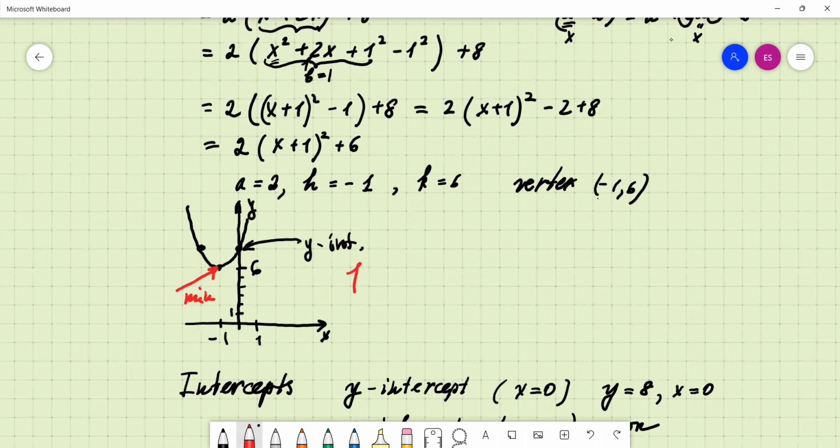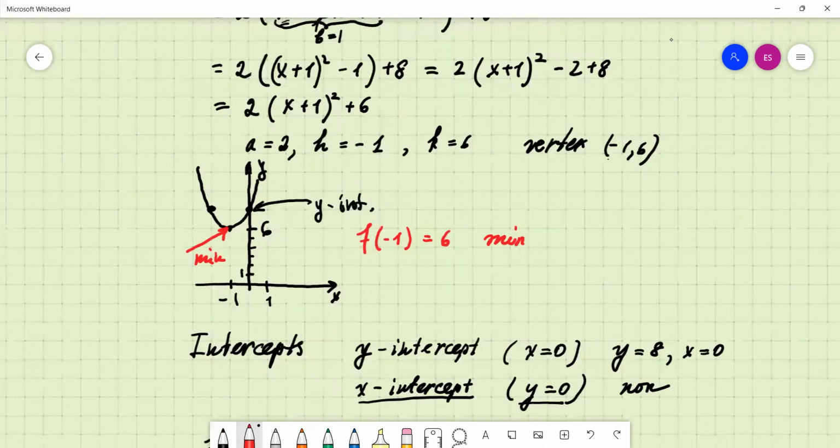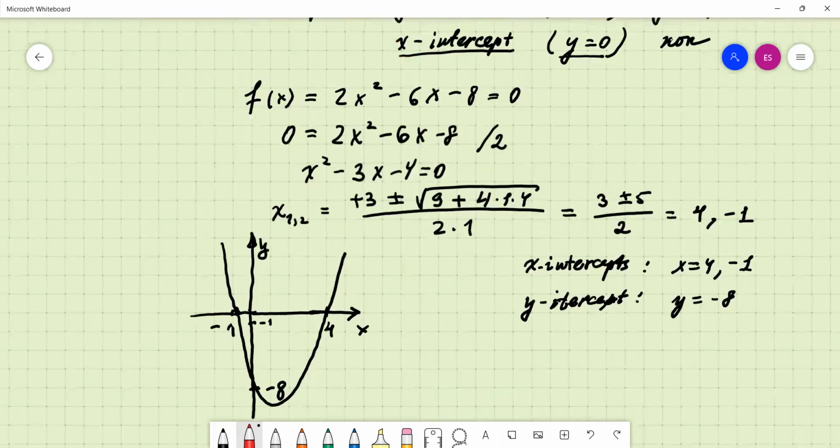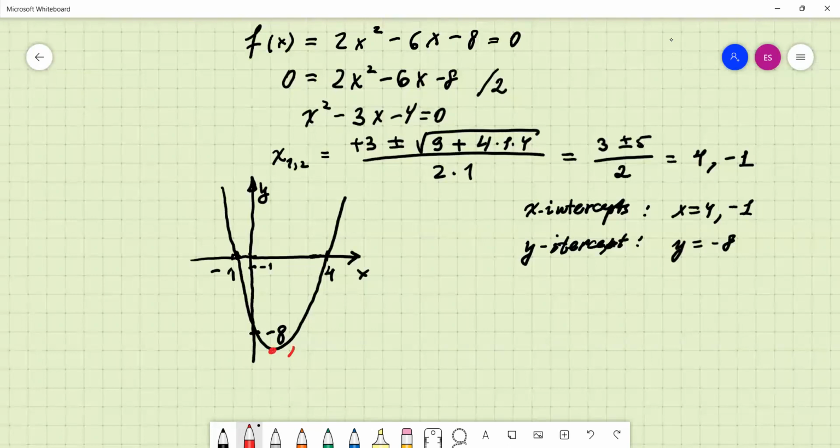So actually you can write down that f of -1 equals 6. It's a minimum of this parabola. How about this one? Well, we actually don't know because we did not bring it to standard form. So we know that the minimum is going to be somewhere here, but what is going to be the exact value for the minimum? We'll need to bring it to standard form. Maybe we are going to do it later.